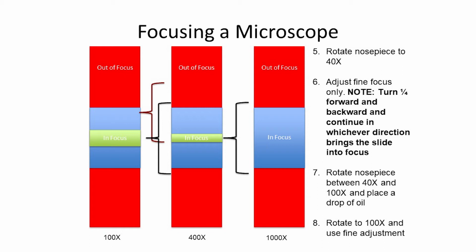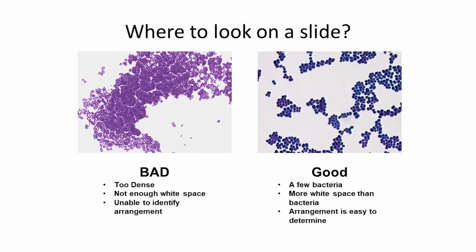Another thing that's really important is making sure you don't go back to the 40x lens, because if you do, you'll drag oil onto the 40x lens, and that makes it very difficult to use, especially if you didn't clean it properly. So once we've got it on the maximum magnification, and we always want to do that because why not use the most powerful thing that we have, we can look at the bacteria.